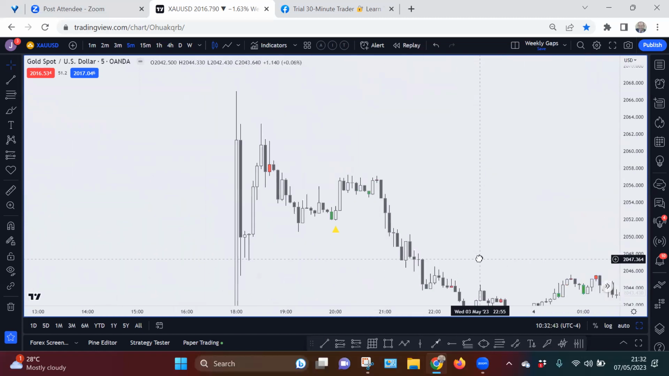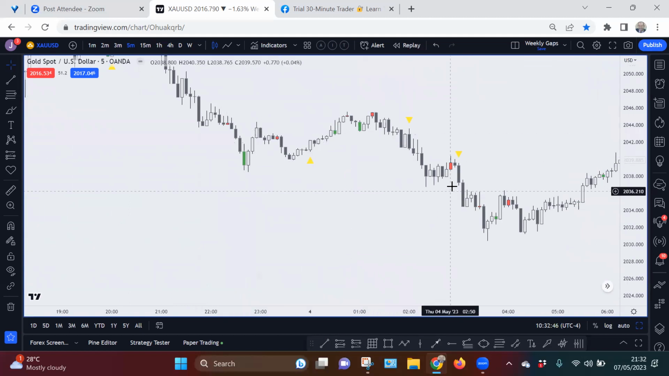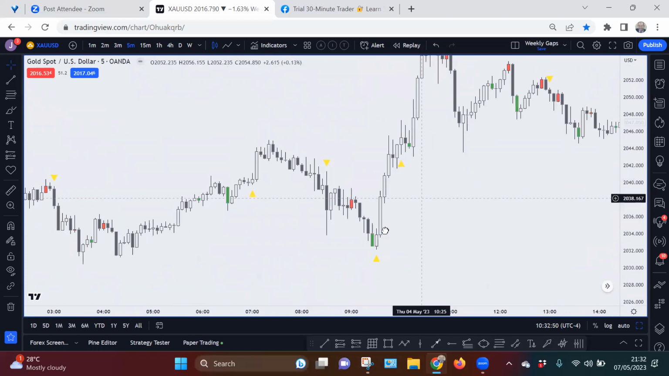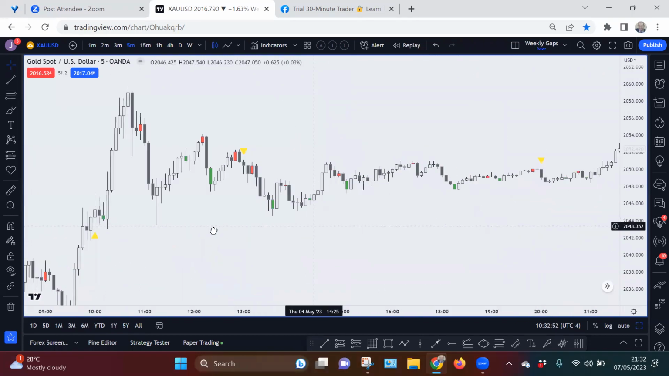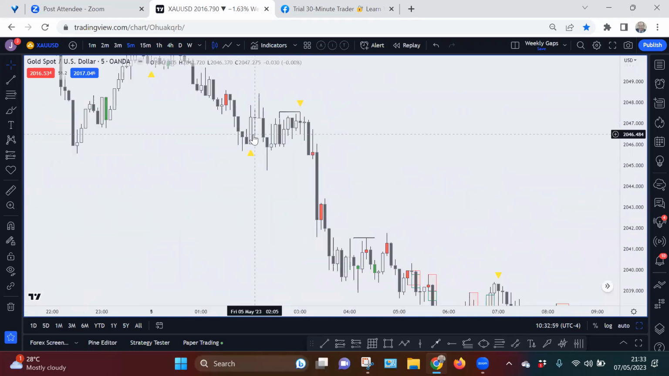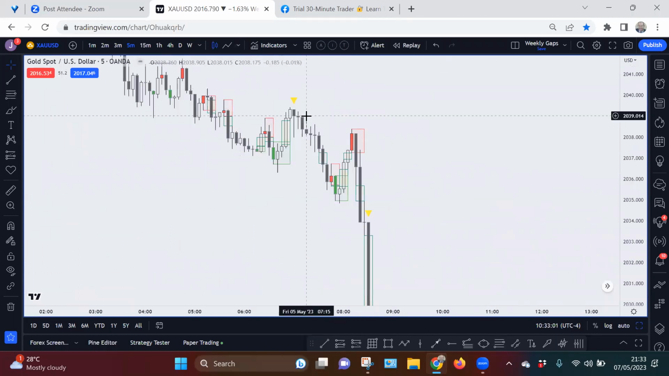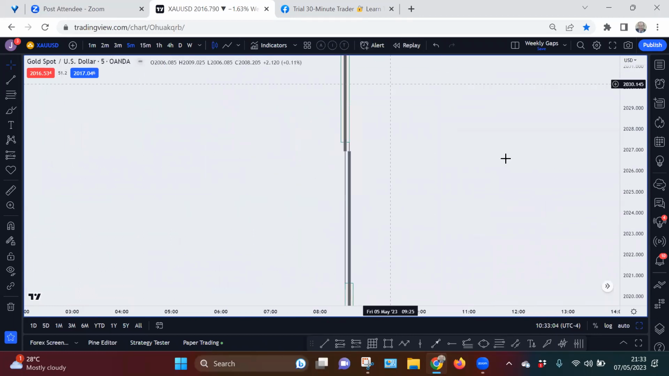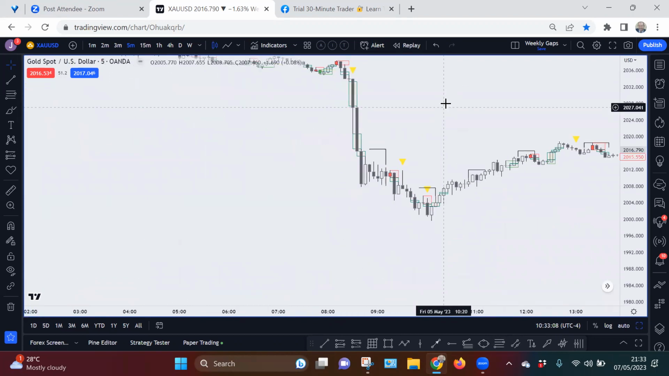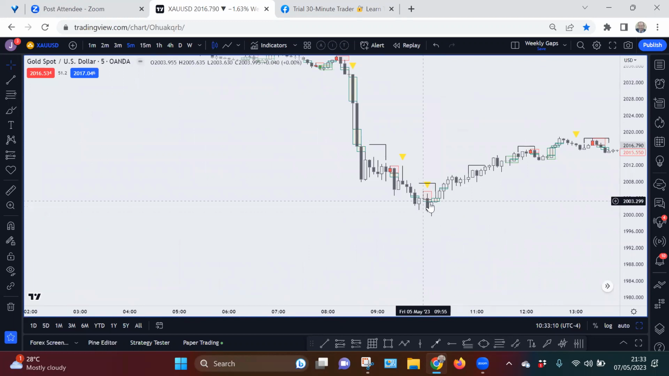That one, nice win. Nice win, nice win. Simple, easy, very effective. Win, win, win. That one dropped like a stone. Oh, if you were in that, you'd probably be break even, small loss, small win, depends.